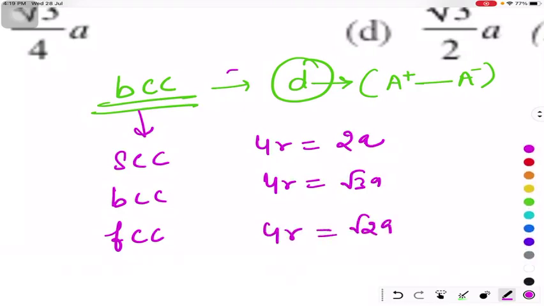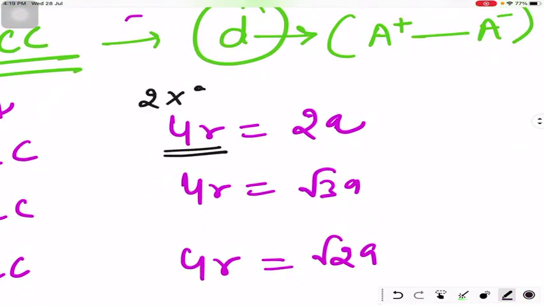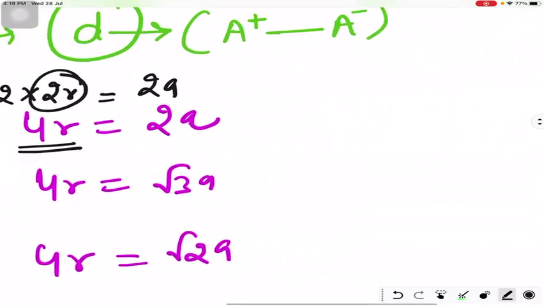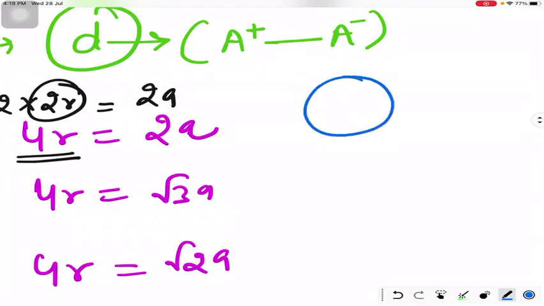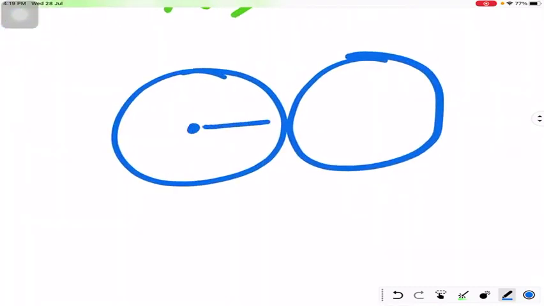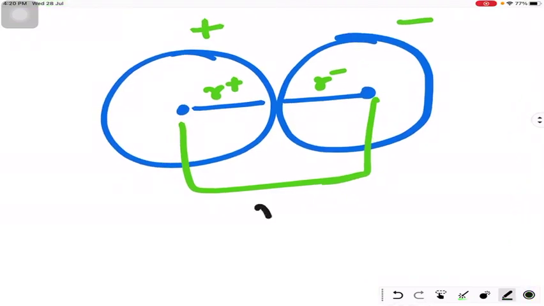Now what you have to do, just split this in two values. It is actually 2 into 2r. Okay, so this is equal to 2a. Now what is 2r? 2r means this is r plus and this is r minus. If it's taken in magnitude, r plus r minus. So if we are taking the distance, this is cation or this is anion. So approximately if both are equal, so this is r plus r is equal to 2r.